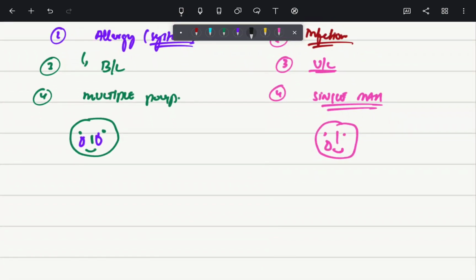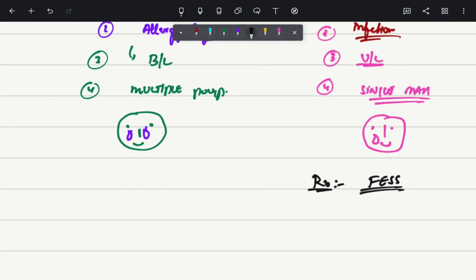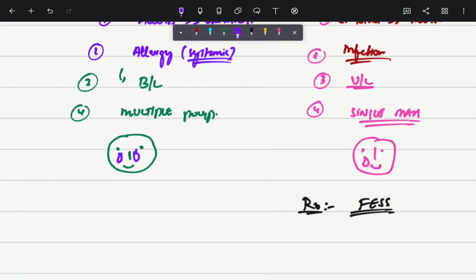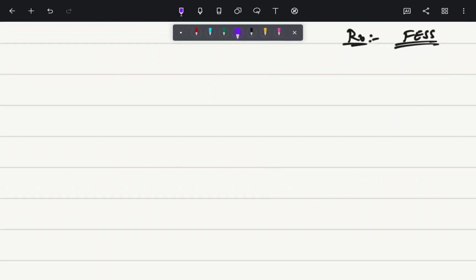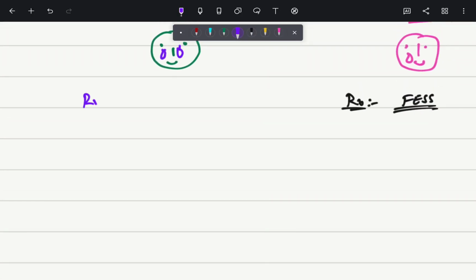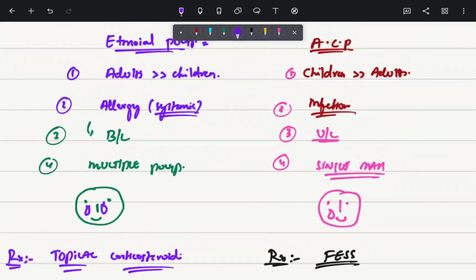Can you remember what is the treatment given in antrochoanal polyp? It is FESS surgery, functional endoscopic sinus surgery. Whereas the ethmoidal polyp is due to allergy. So we usually prefer the treatment here, which is nothing but topical corticosteroids. Okay, since it is of allergy, we usually prefer the topical corticosteroids.